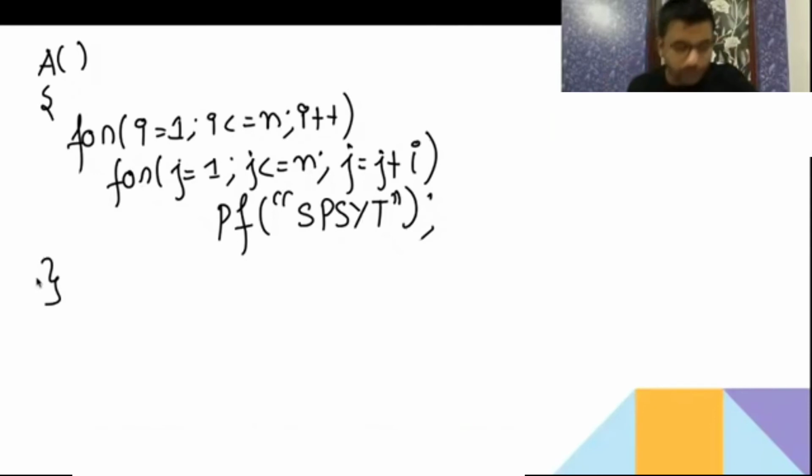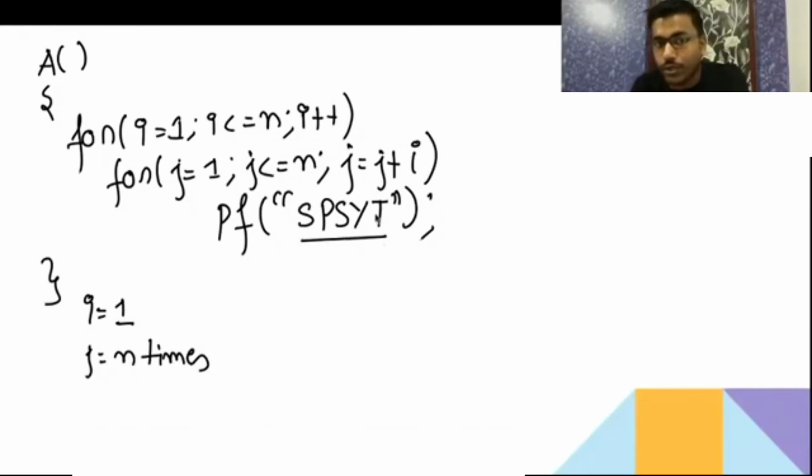Okay, so Patel and Himanshu are correct. Now see, I have told you that whenever there is a dependency, here the value of j is increasing based on the value of i from the previous loop. So you have to first do unrolling. When i is equal to 1, j is going to run how many times? n times. So this statement is going to be executed n times. j equal to 1, then 2, because it is going to be increased by j plus 1.